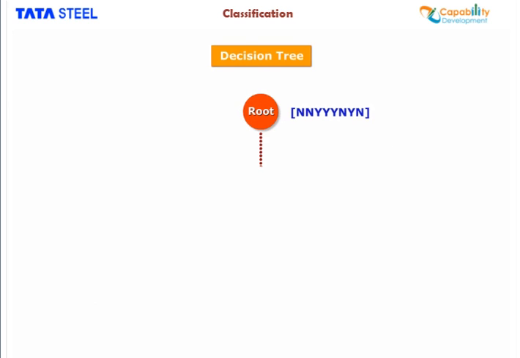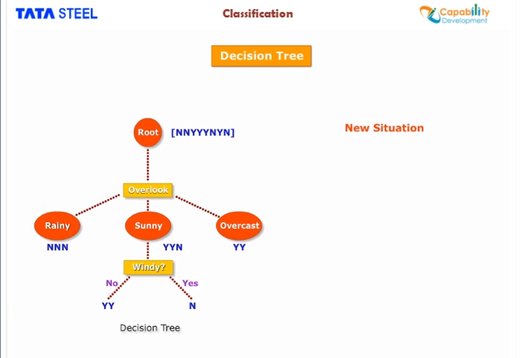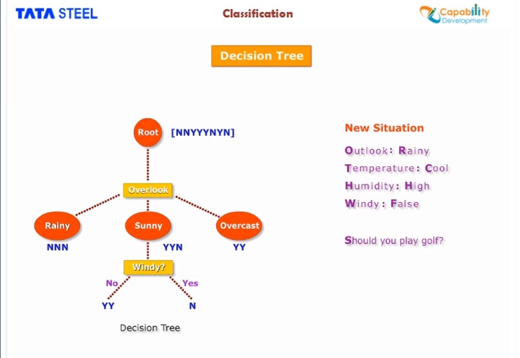Following these steps, you get a decision tree as shown in the diagram. Now consider a new situation where the weather condition is: outlook is rainy, temperature is cool, humidity is high, and windy is false. Should you play golf? Flowing down the tree according to the result, first check the predictor, rainy. The answer is no. You should not play golf. This is how the decision tree model works, by creating and updating the flow with every new training data to predict the class as per the past pattern.